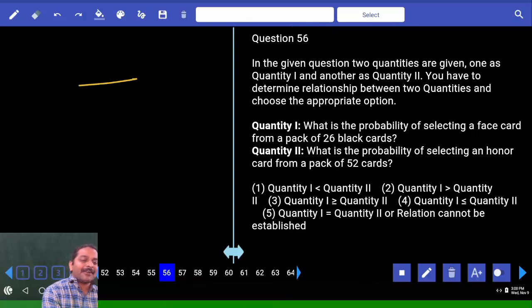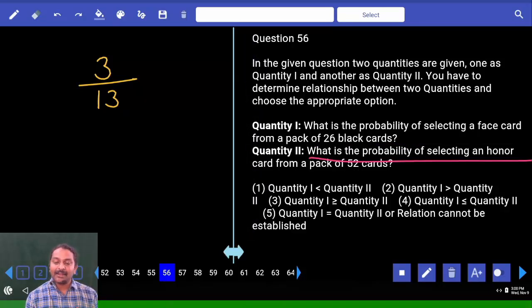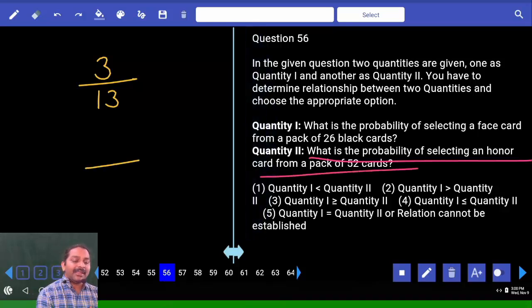So, in a pack of 13, how many face cards will be there? The same is the probability for even 26 black cards, right? Even the same is the probability for 52 total cards, right? Q1 is 3 by 13. What is the probability of selecting an honor card from a pack of 52? In a pack of 13, how many honor cards will be there? Q1 less than Q2.